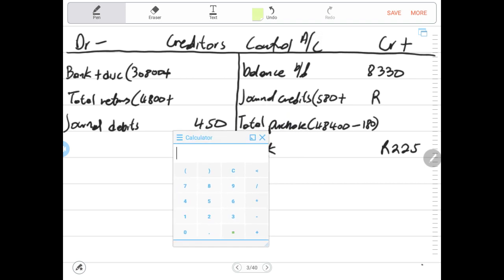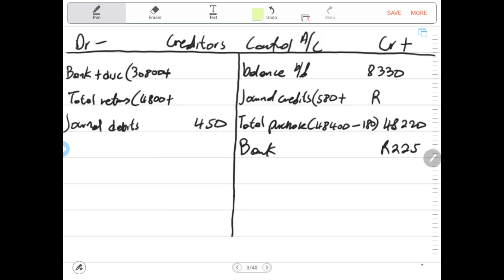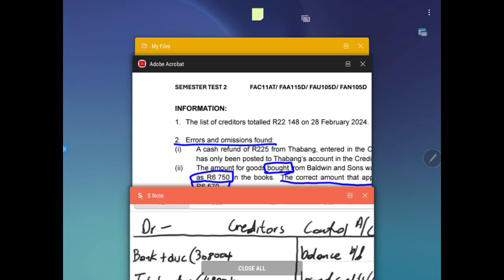It is a deduction for this one: 48,400 minus 180 rand will give us the total purchases after the adjustment, which is 48,220 rands. So that is how we deal with purchases. If they are overstated, we decrease the total of the credit purchases and indicate this as a minus. Please be mindful of this. We don't record it on the debit side.